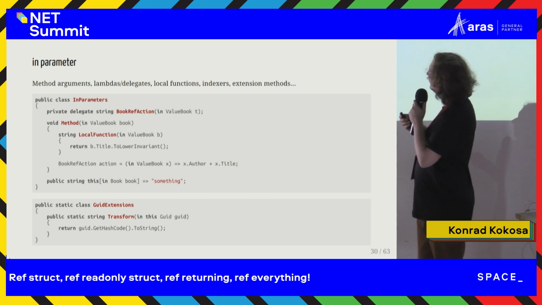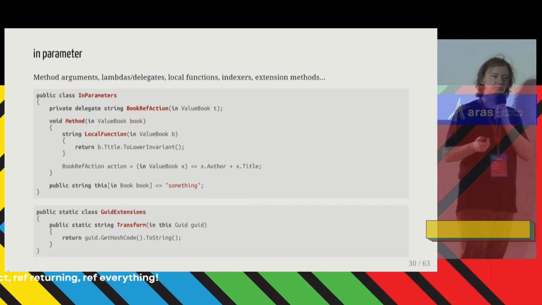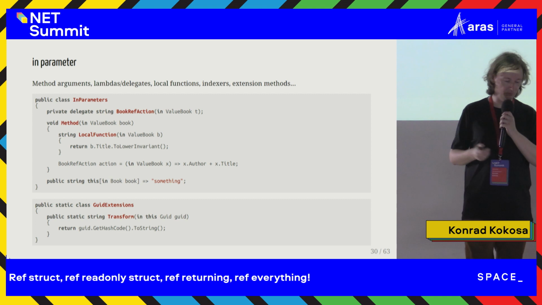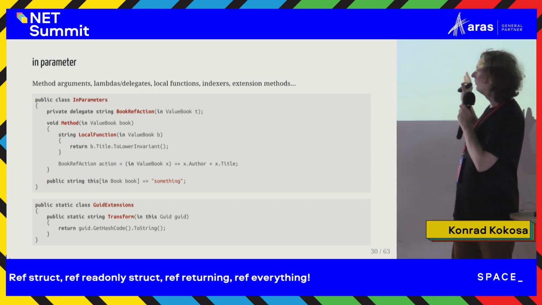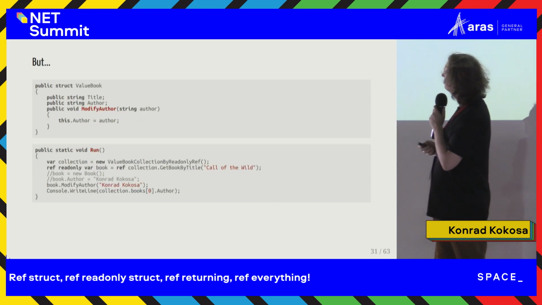And in fact, we can use in parameters everywhere. As you see, for parameters, in lambdas, in indexers, even in extension methods. So we are passing this GUID as a ref read-only parameter, so we can't modify the object itself in this extension method. So it's quite a powerful mechanism that you can use in many places, in fact.